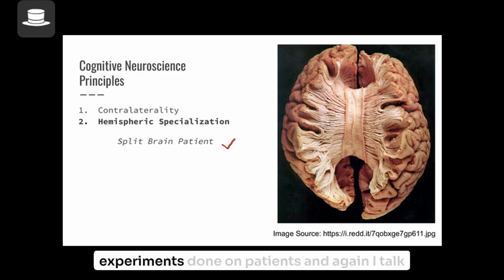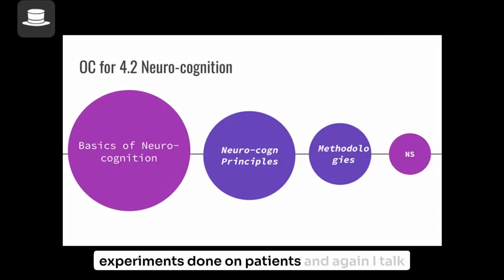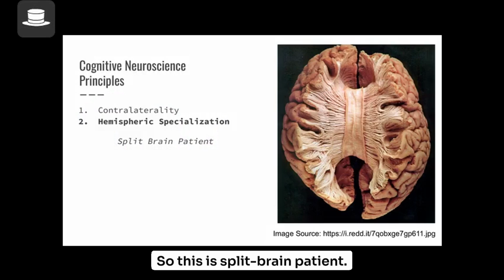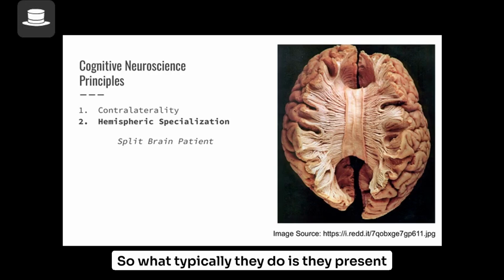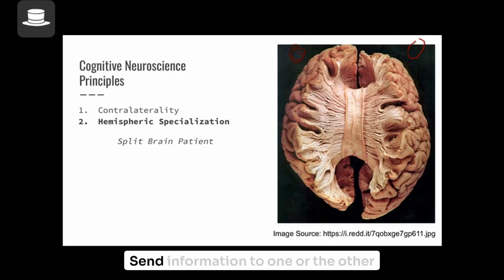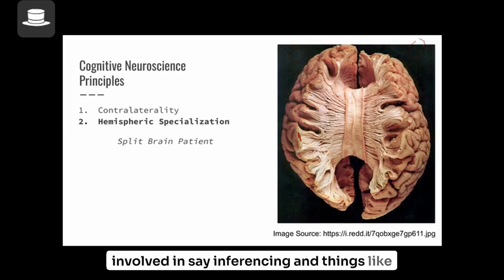And there are several experiments done on patients. And again, I talk more about this particular construct in the video about forebrain. So I strongly suggest you see that. So this is split brain patient. What typically they do is they present information only to the one visual field and not the other visual field, so that they send information to one or the other hemisphere and try to see which one is more involved in, say, inferencing and things like those, and then gather more information about hemisphere expression.